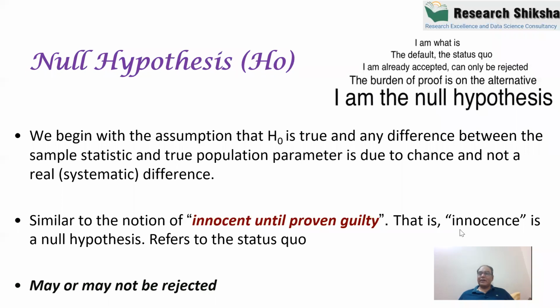Some say that we can reject, fail to reject. Whatever language you use in a paper or a thesis, believe me, you have to write in the form of rejection of the null hypothesis, not in the form of acceptance of the null hypothesis. We begin with the assumption that the null hypothesis is true. By default, it is true because it is neutral. Any difference between the sample statistic and the population parameter is due to chance and not a real systematic difference. That I will explain, don't worry.